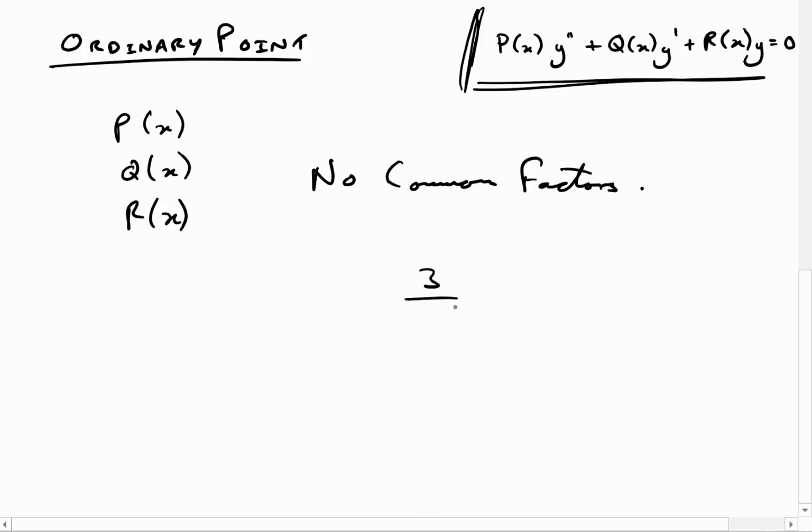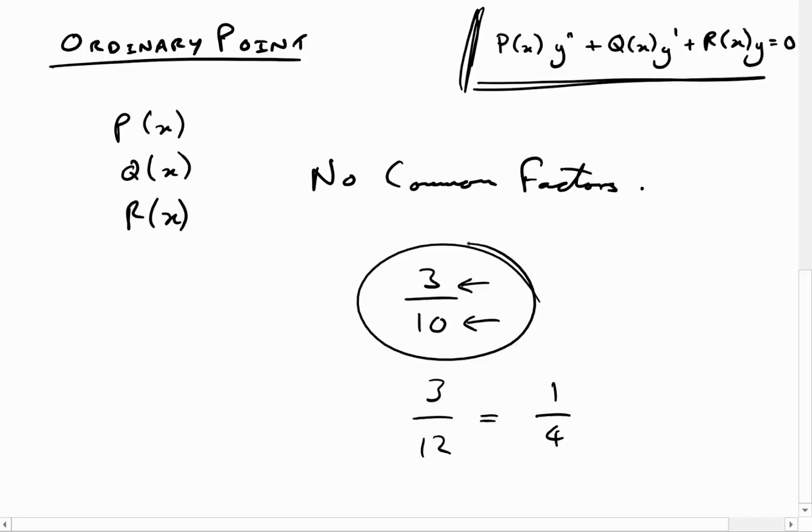3 and 10, then 3 shares no common factors with 10, fairly obviously because 3 is prime. Whereas if I write down something like 3 and 12, then they both share a common factor of 3, which means that I can break this down into a quarter. So basically what I'm saying is if they've got no common factors, when I divide them one by the other, then they're not going to break down any further.